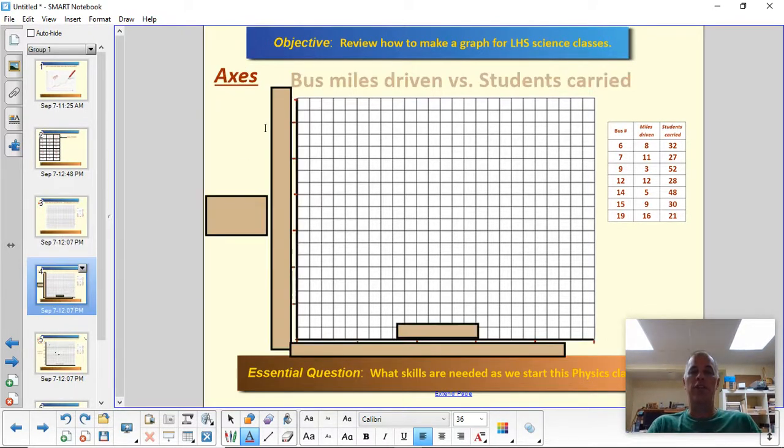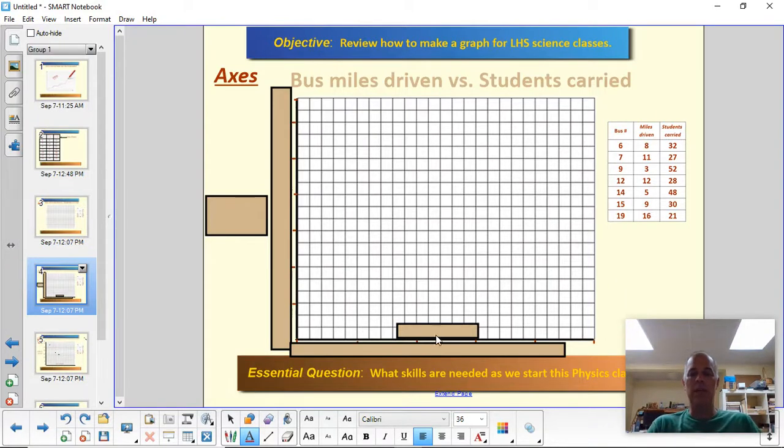Now, the next thing we need to do is figure out what we're going to do on each axis here. Now, we have three columns of numbers. So the first thing we have to decide is which of these columns is relevant, which of these columns matters to what we're trying to do. And I think you'll agree that the column labeled miles driven matters, and the column labeled students carried matters as well. And the name of the bus really doesn't matter too much. So we're going to be making a graph of these two columns, miles driven and students carried.